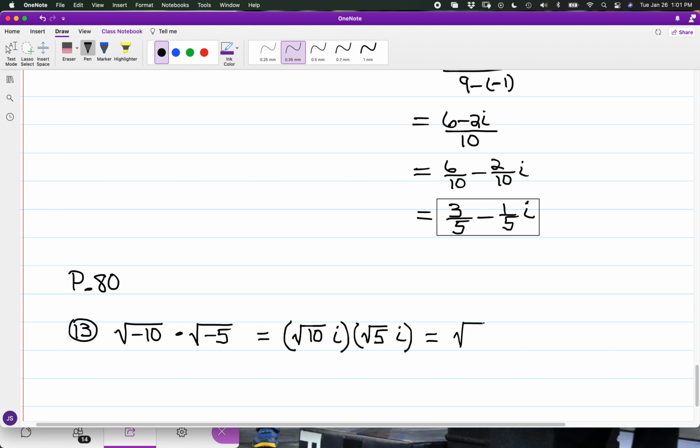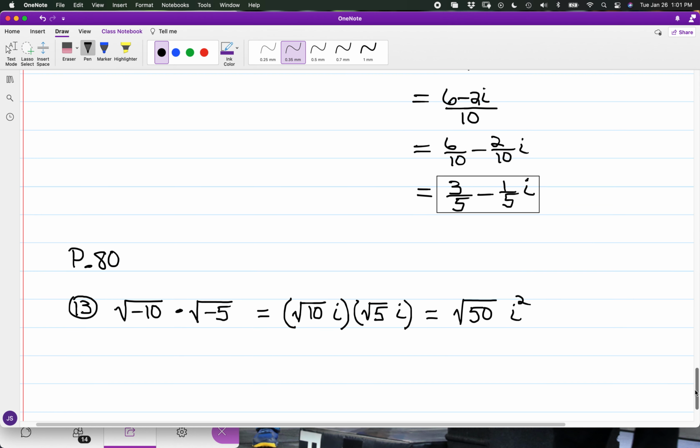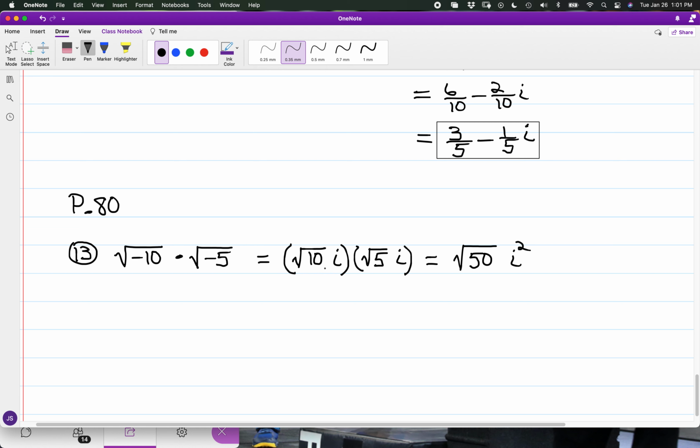So I have the square root of 10 times 5, so this would be the square root of 50, and we have i squared. Now, square root of 10 cannot be reduced. Square root of 5 alone could not be reduced. However, the product of the square root of 10 and the square root of 5 can be a reduced radical. For the square root of 50, the highest perfect square divisible into 50 is going to be 25. And here the square root of 25 is going to be 5, times the square root of 2.